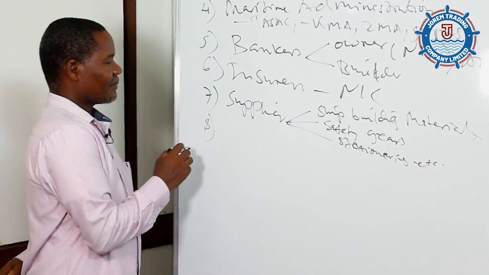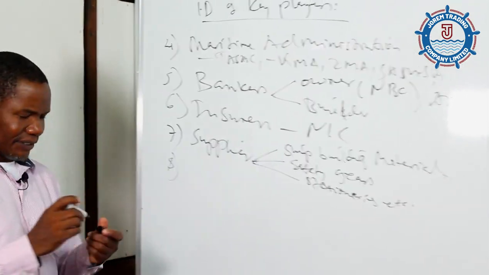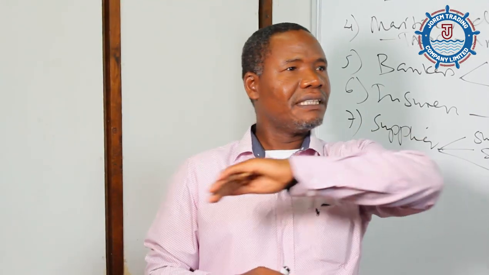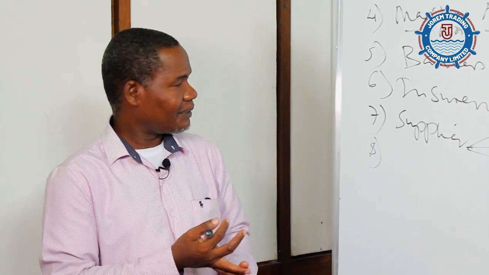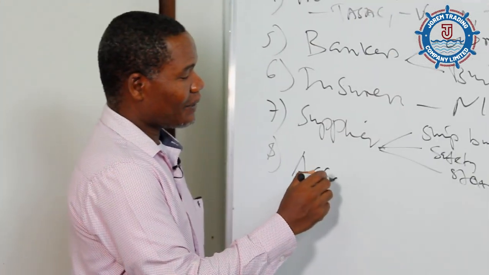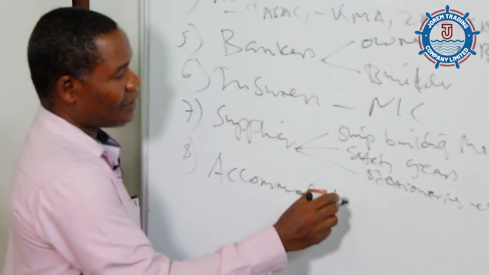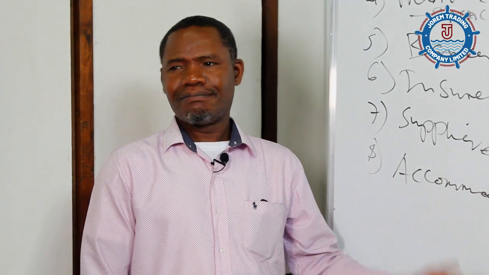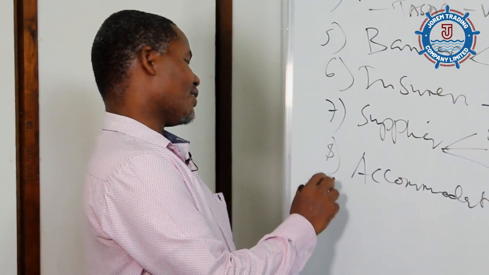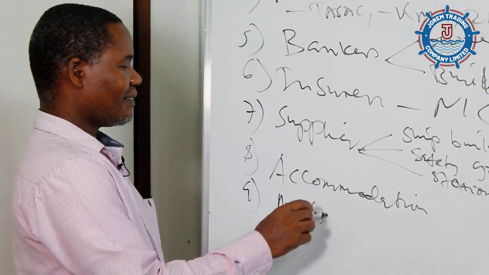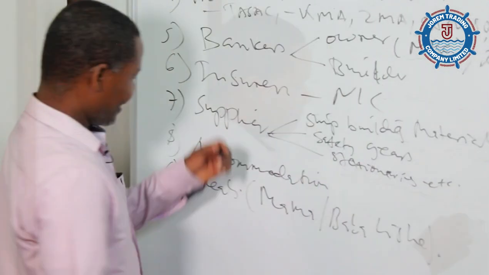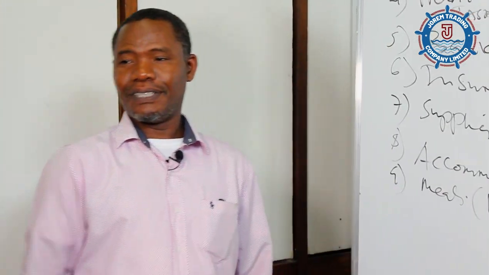And the eighth one, for example, if you're constructing a ship, it all depends where the site is. In most cases, during construction, the builders always collect different personnel, the welders, some casual laborers and whatnot. All these need to be accommodated. So you need also to have accommodation. You can either establish it yourself, maybe on the site, or you can hire a hotel, but they need to be accommodated. You need also to have where these people can get meals. They need to eat. The mamalishes and the babalishes. All these are amongst the many stakeholders in the shipbuilding industry.